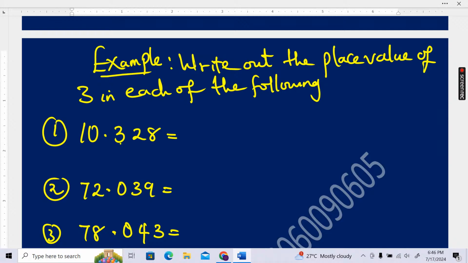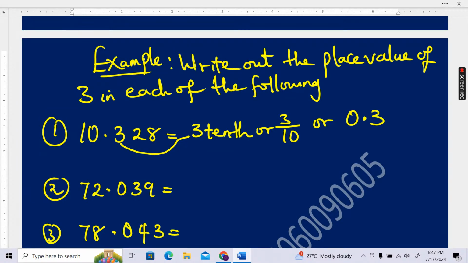Now, this is the first one. The 3 is in the one decimal place. So we say it is representing tenth. It's in the tenth place. So that is 3 tenths, or 3 over 10, or 0.3.